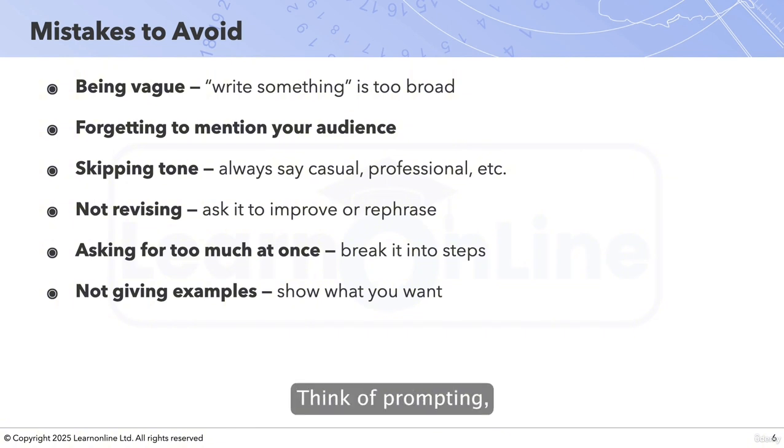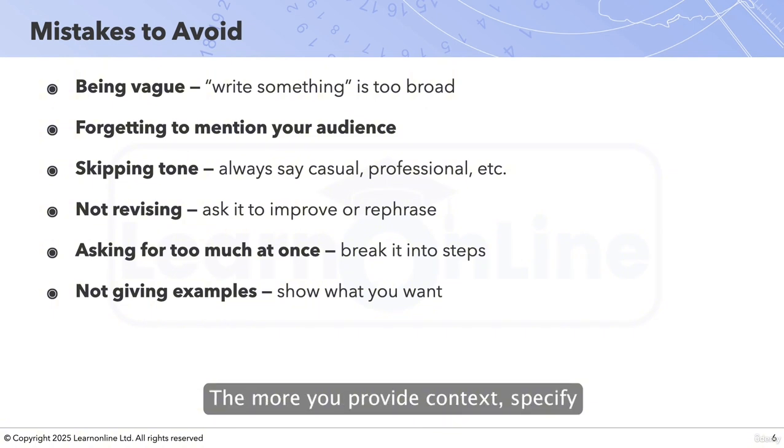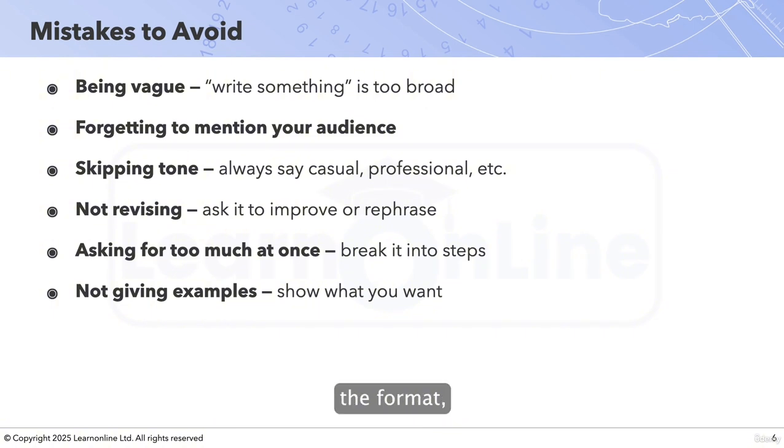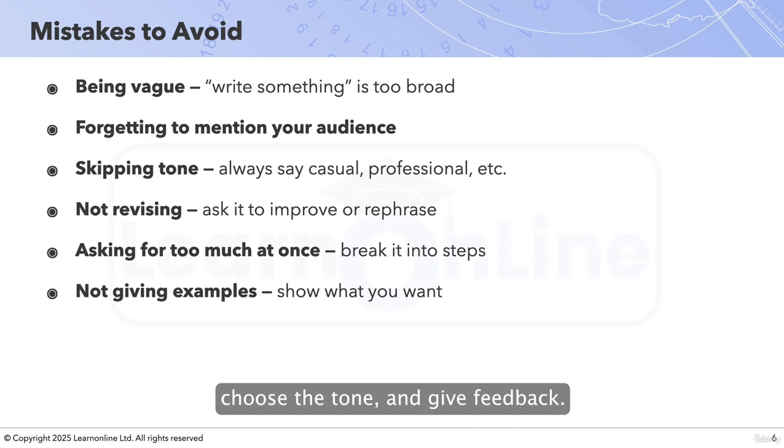Final tip. Think of prompting like giving instructions to a human assistant who has all the talent, but none of your context. It's not about being perfect, it's about guiding the tool. The more you provide context, specify the format, choose the tone, and give feedback, the better ChatGPT performs for you. So now that you know what not to do, you're already ahead of 90% of users.